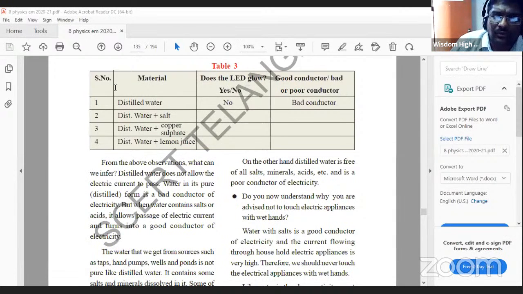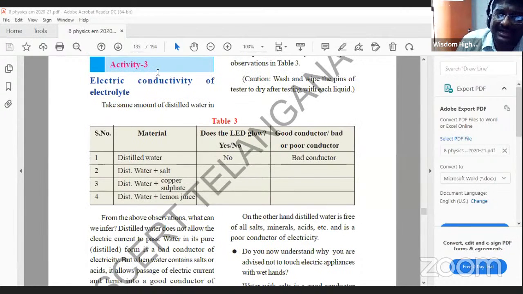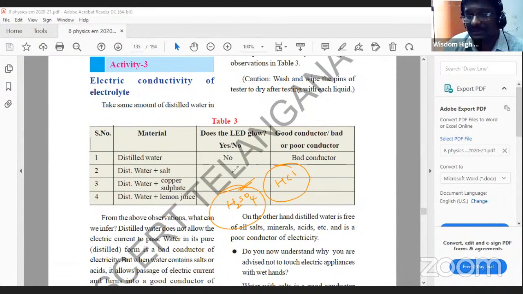Everyone concentrate here. Sulfuric acid, H2SO4, and hydrochloric acid, HCl, act as electrolytes. HCl is a strong acid. Sulfuric acid is used in the storage batteries of buses. So these are electrolytes. Distilled water with salt allows electric current to pass through it, so that is said to be an electrolyte.